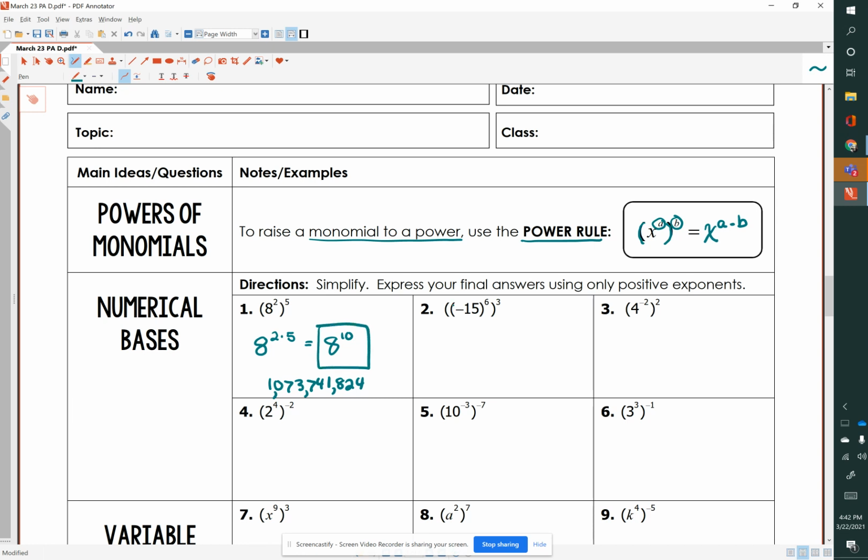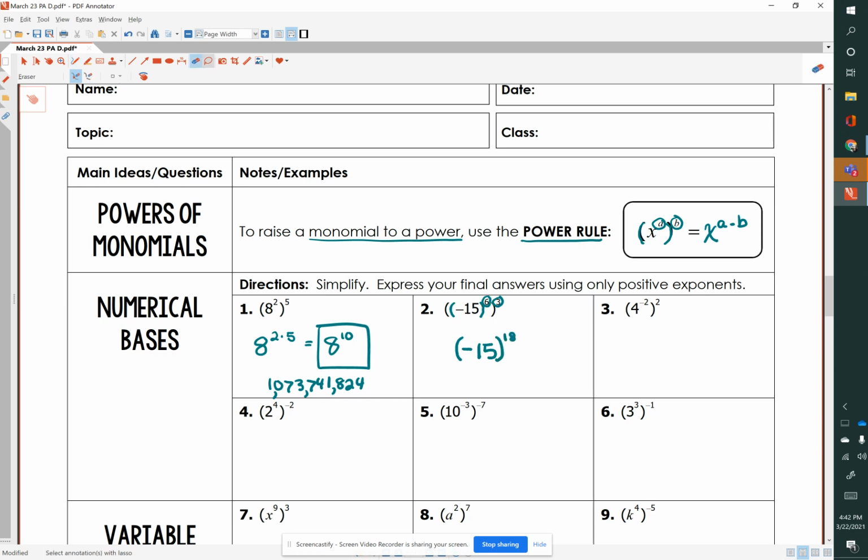Now, number two, you're probably wondering why the extra set of parentheses. The reason we do that is because we want to make sure we include the negative sign inside of the first set of parentheses, the inside parentheses. The way it would work, let me show you: we have the 6 and we have the 3. We multiply those together and we get 18. So in this case we keep the parentheses, and we raise that to the 18th power.